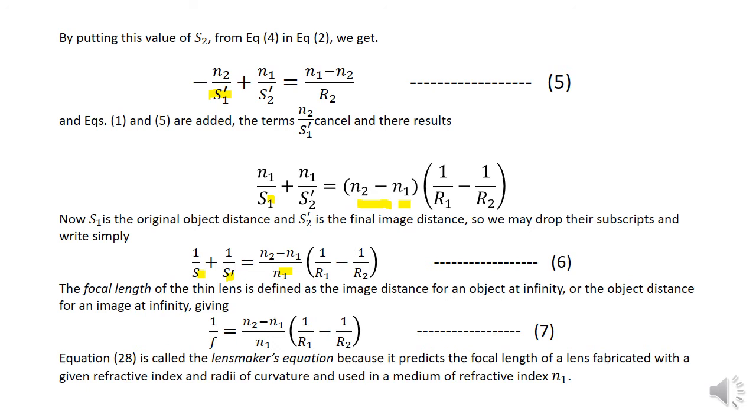From the lens equation I have put 1 over F instead of these two terms, and the remaining equation is as it was before. So this equation, sorry, I have written it here as equation number 28, but it is equation number 7. This equation number 7 is called the lens maker equation, because it predicts the focal length of a lens fabricated with a given refractive index and radii of curvature and used in a medium of refractive index N1. So if we know the radii of the faces of the lens, and we know the refractive index of the lens and the medium surrounding the lens, we can compute the focal length of the lens.